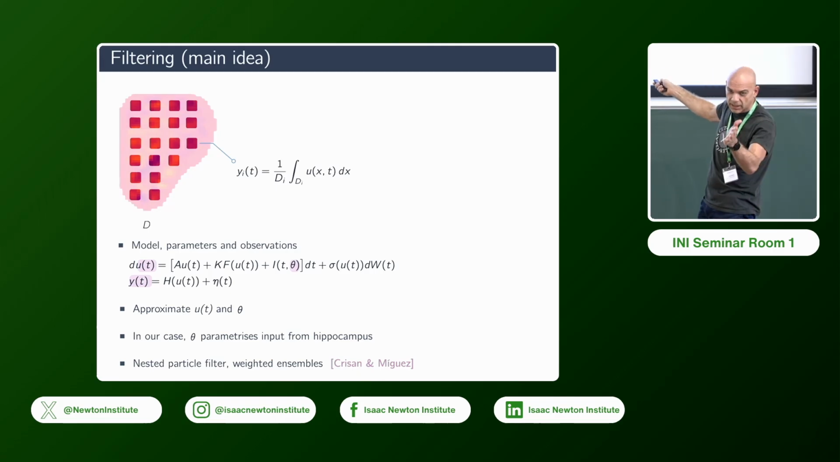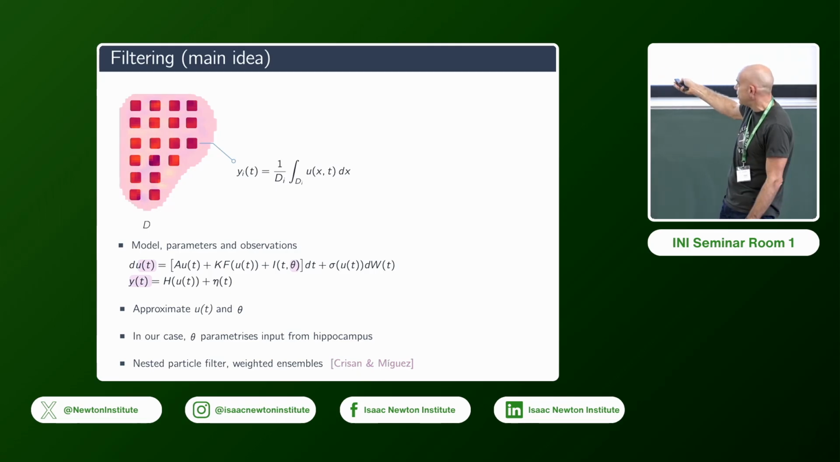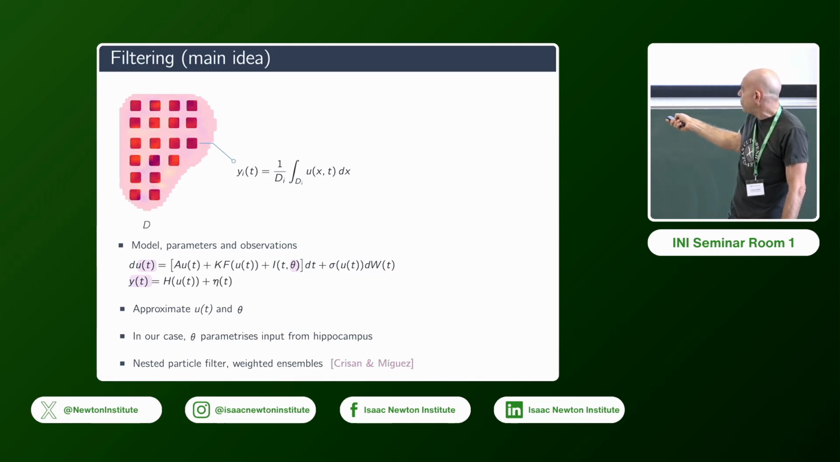There is noise that I still have to tell you exactly what it does, and you will see this in a second. And then I have readings. This H operator is basically a vectorized version of this operator that gives you the readings at all pixels. And also this is affected by noise. And the idea is to approximate u_t and theta, so to reconstruct states and parameters at once.